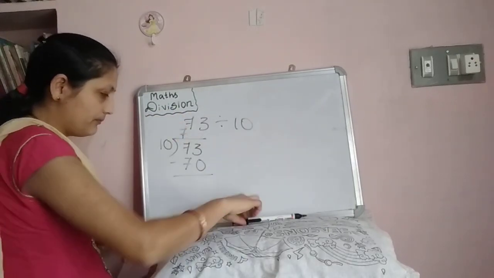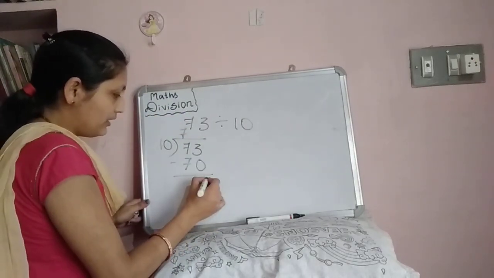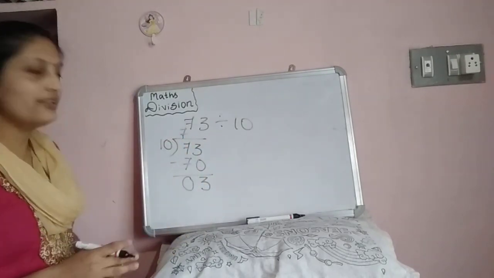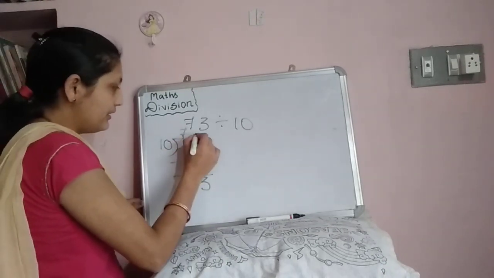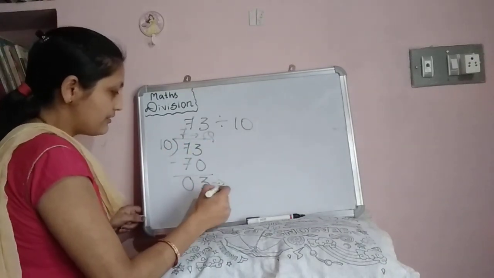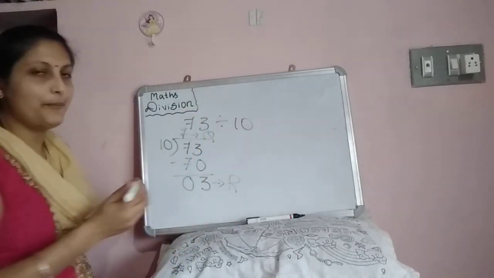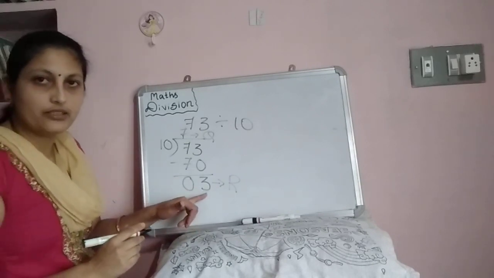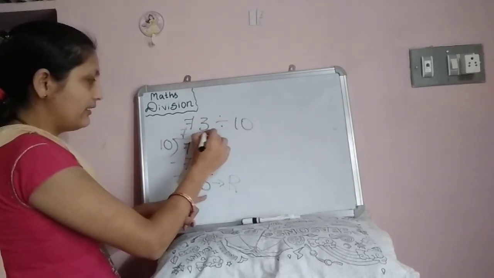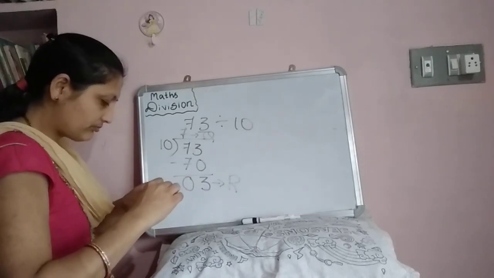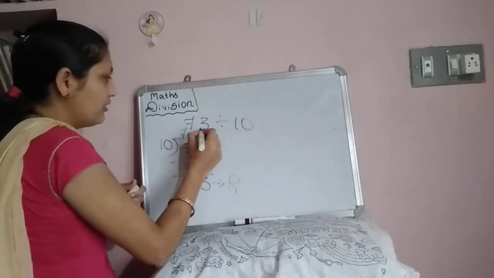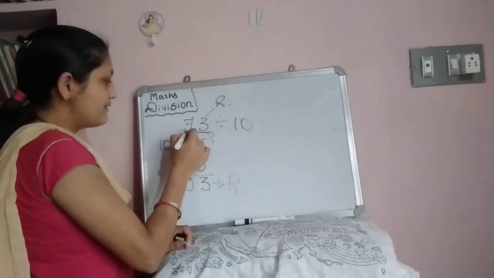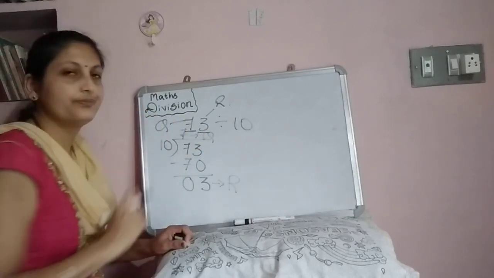Let us subtract this. 3 minus 0 is 3. 7 minus 7 is 0. So, here 7 is the quotient, 3 is the remainder. Look at the number 73. Here 3 is the remainder. Where is 3 here? It is in the ones place, isn't it? This 3 is the remainder, and this 7 is the quotient.